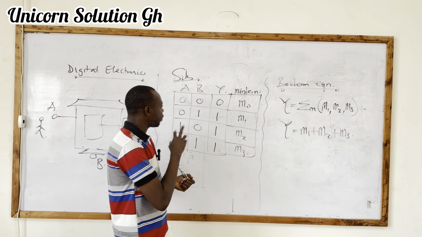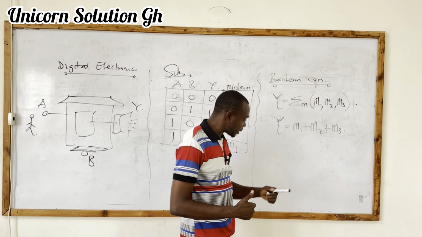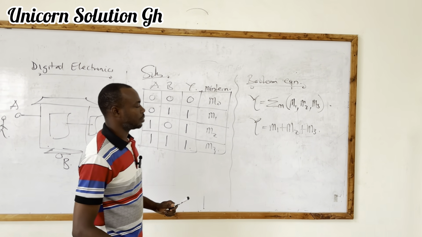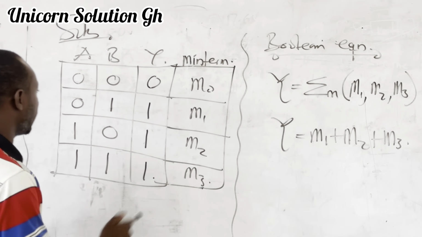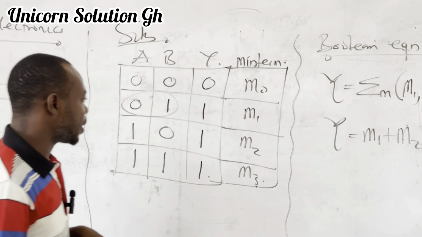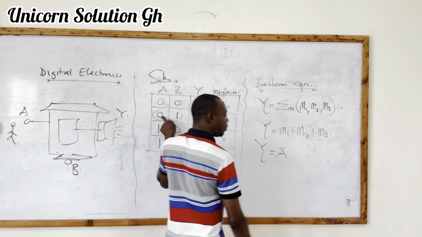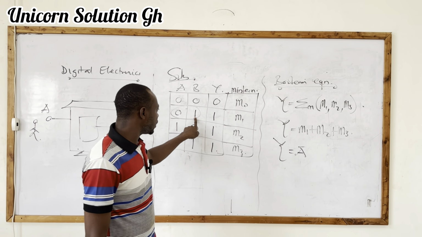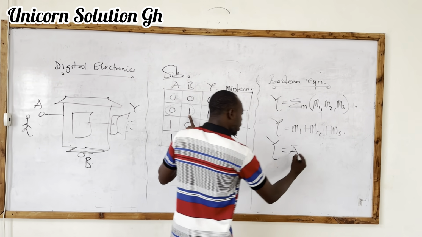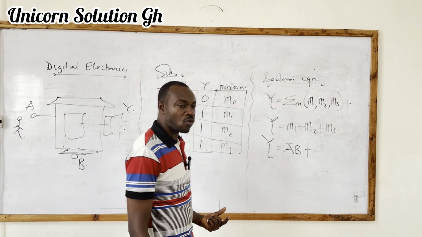Now we look at the combination of A and B that gives us M1, the combination of A and B that gives us M2, then the combination of A and B that gives us M3. So let's look at that. If I look at M1, it tells you that at that point A is 0 and B is 1. Which tells you that we are going to have Y equal to, since A is 0, A bar. But at that point, we don't have B bar because B is having a value of 1. So we have A bar B plus. So the whole of this represents our M1.